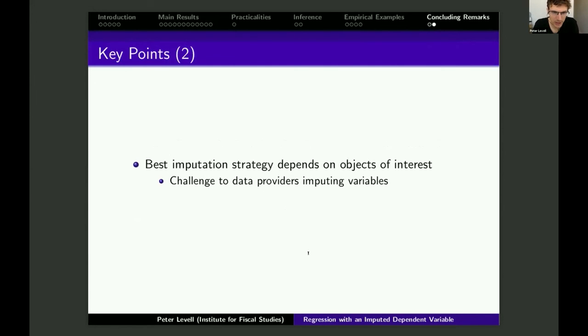For data providers, for those providing survey data to users, possibly including imputed dependent variables, the key point we want to make is that there is no universally appropriate way of imputing these variables. So the best imputation strategy is going to be context dependent. It's going to depend on the particular regression people are going to want to run, and that means you need to impute these variables with some amount of care.